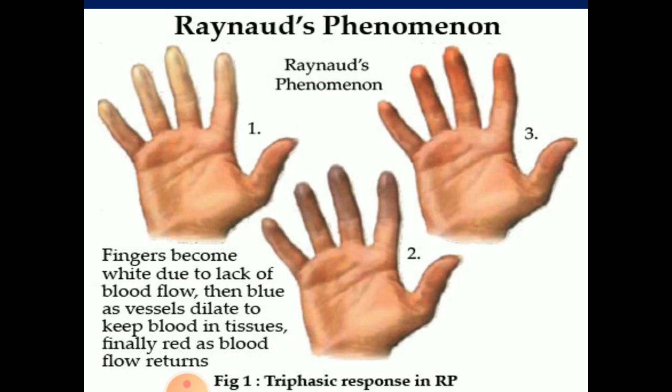Then this is Raynaud's phenomenon. Here we can see the fingers become white due to lack of blood flow, then blue as vessels dilate to keep the blood in the tissues, and finally red as blood flow returns. So this is the triphasic phenomenon.